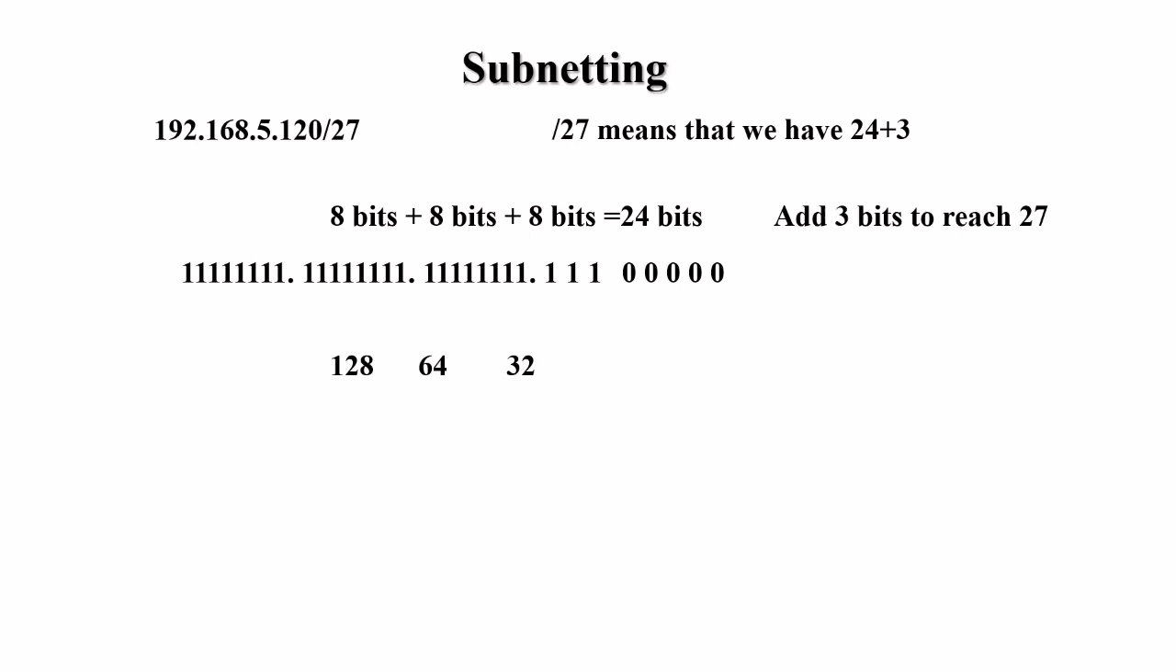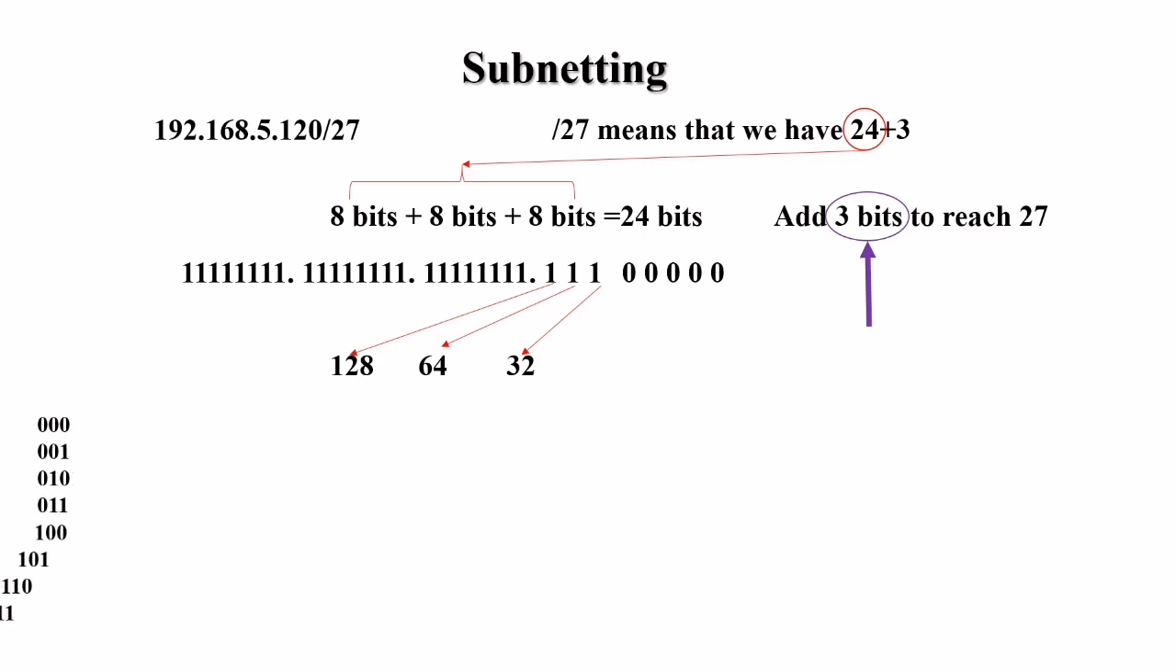The 24 part we took from the first 3 parts of the IPv4, which are the first 8 bits plus 8 bits plus 8 bits, which is equal to 24, and then we will add the 3 bits to reach the 27. Now the 3 bits are taken from the last part of the subnet mask, which are the first 3 digits.